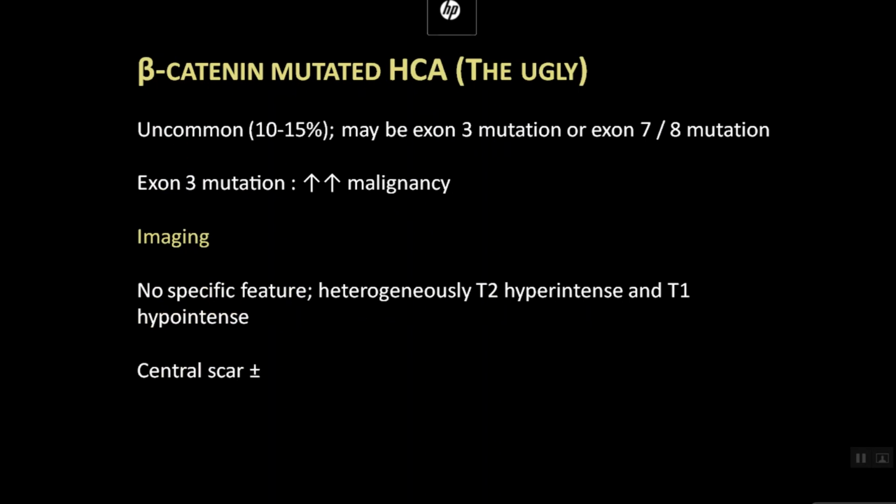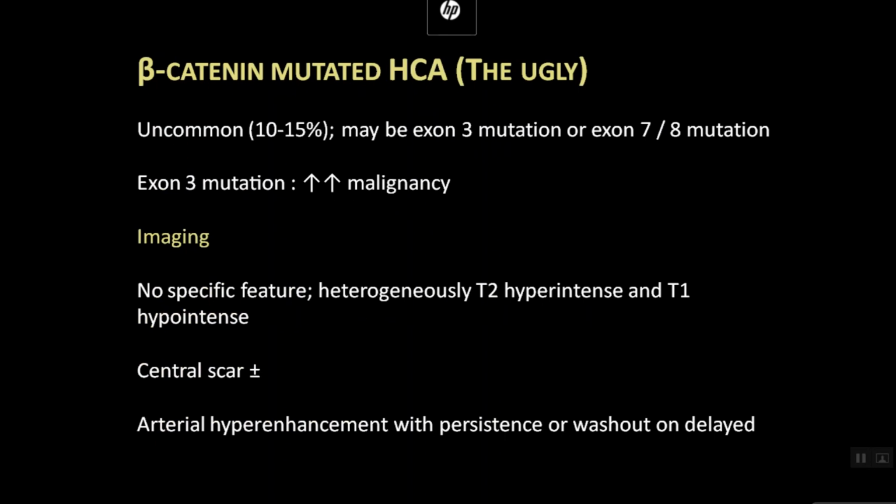It may have a central scar, may not have a central scar. It may show enhancement on the arterial. It may show washout on the delayed. It may show persistent enhancement on the delayed. So anything can happen, and there's no way you can really differentiate. The only way to differentiate is by biopsy, and then on biopsy you look for whether there's beta catenin mutation present. So not much you can do, right?